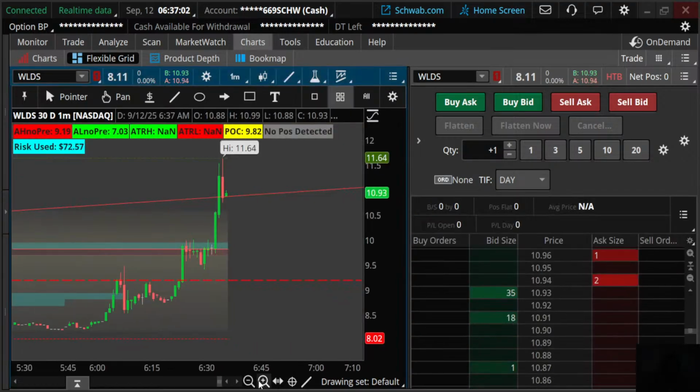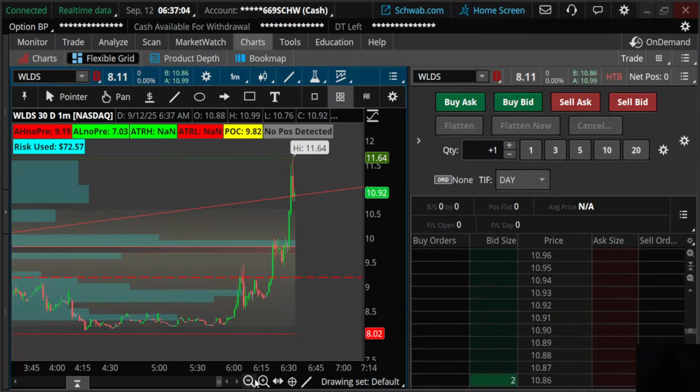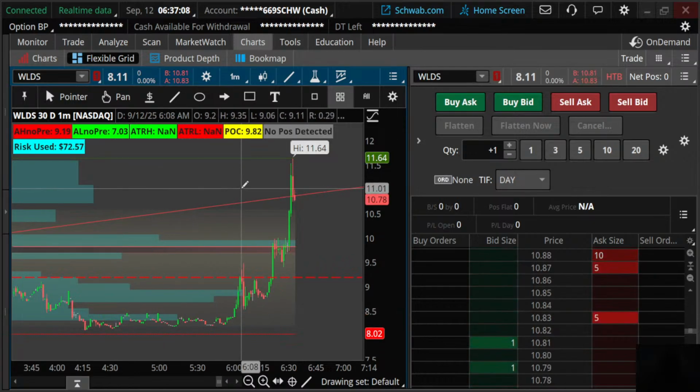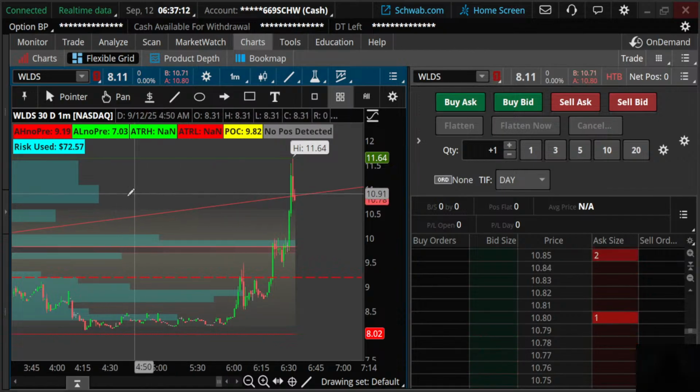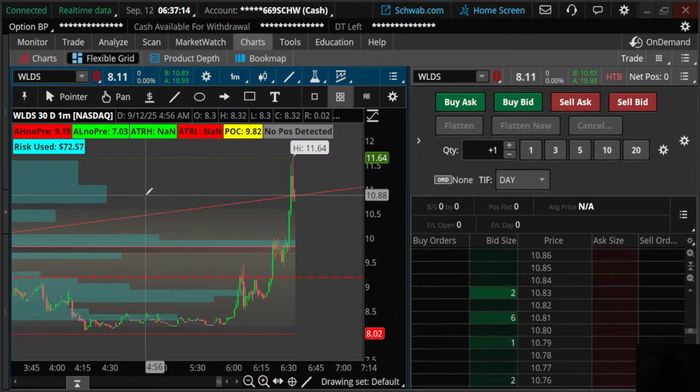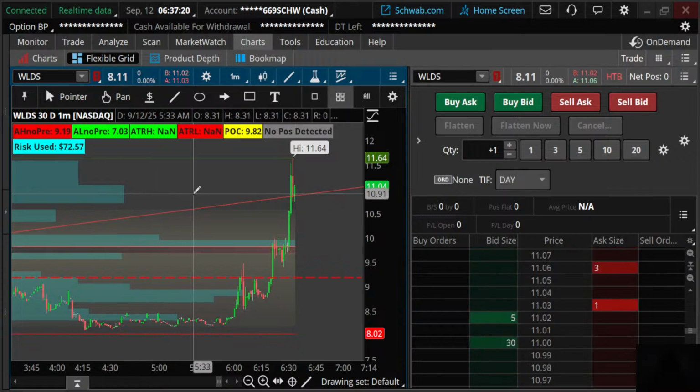WLDS is taking the reins here on Friday. A lot of volume pouring in there at these price levels around $11. It might pop that point of control up here in a minute if it can stay here and kind of consolidate. Look at that volume pouring in. That is insane. Somebody's here doing something.